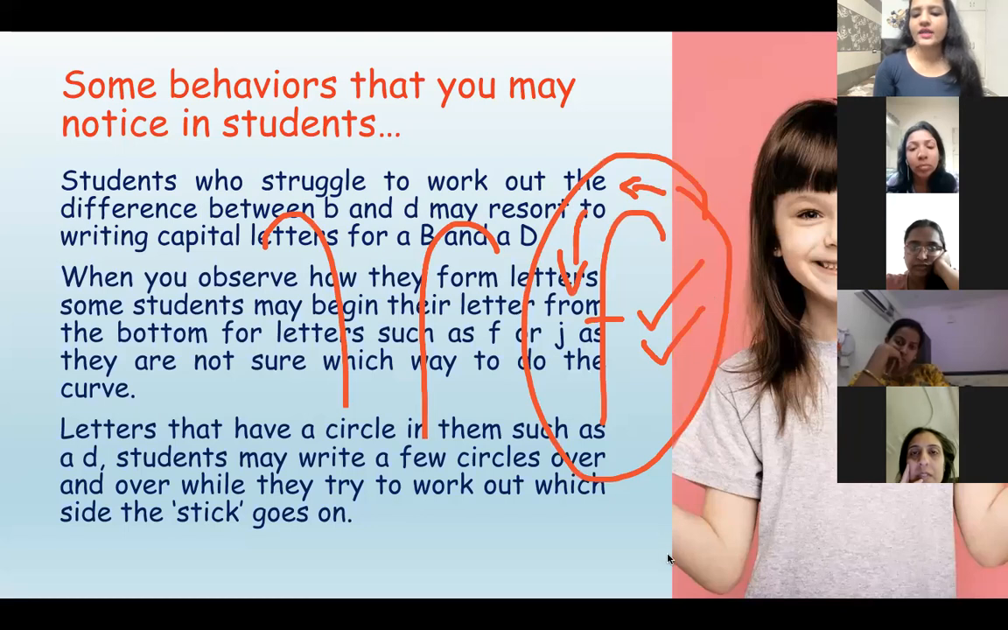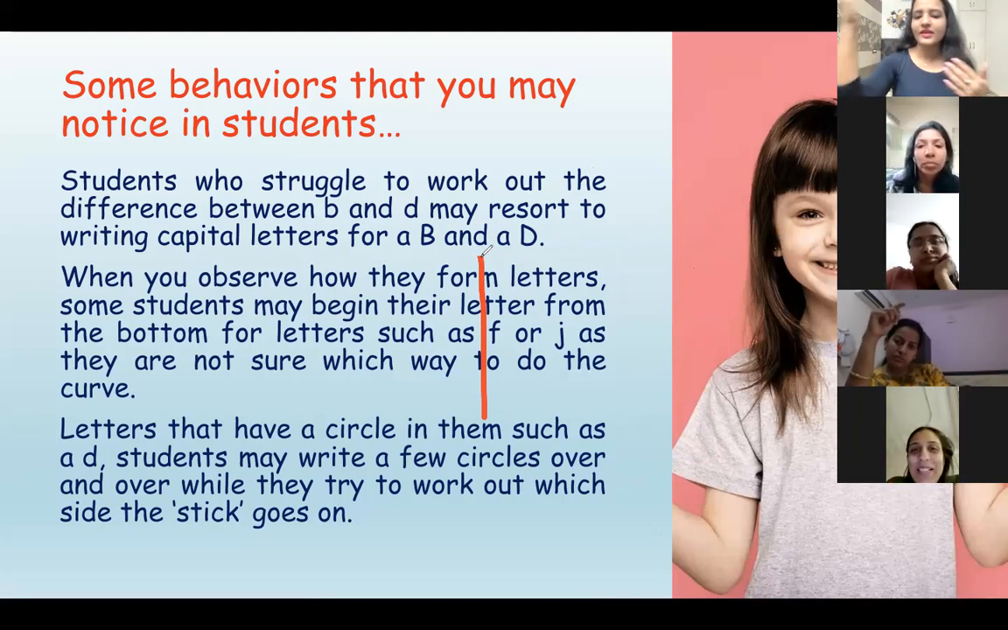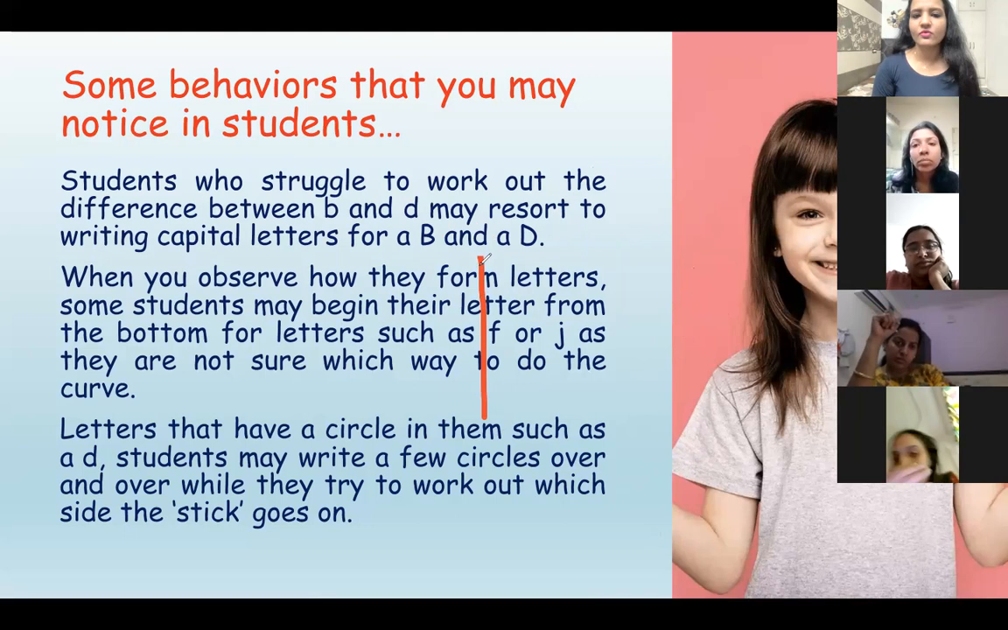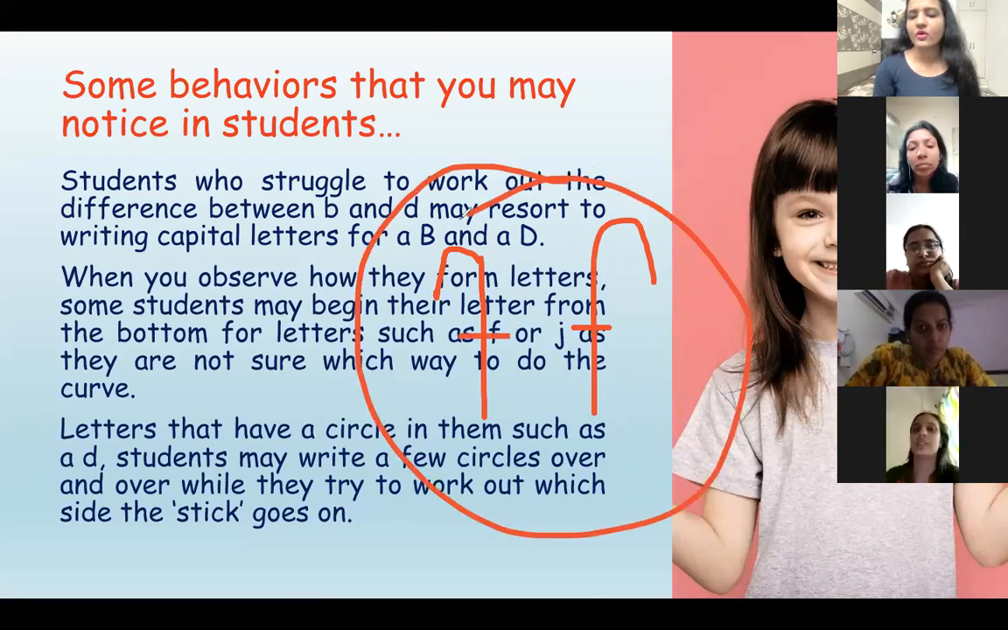But if your child is writing F like this, and came here, now the child is confused. Where to go? Left or right? Where do I have to go? Because this is not directional writing. He just started making the letter in the air from the bottom, and now he is confused coming here, so he can go this way and he can go that way. And this is where the problem starts if you do not follow directional writing with your children, right?